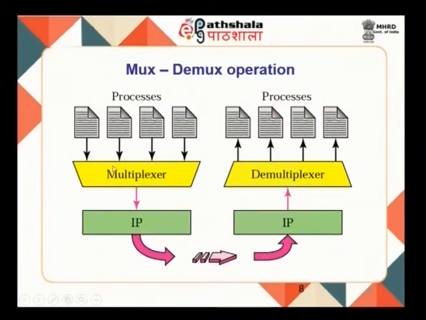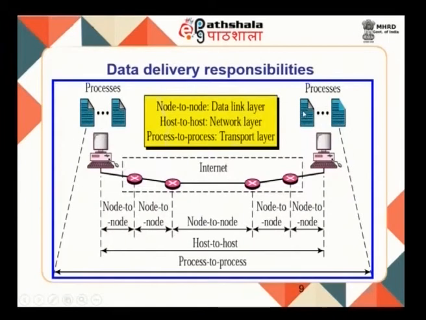As I said, this mux demux operation, you can see that there are multiple processes on this side and similarly multiple processes on the other side. This is the job of the multiplexer here, that is what the transport layer is doing, taking from the corresponding process and passing it on to IP to be delivered across the network and to be demultiplexed on the other end and passed on to the correct process at the receiving end.